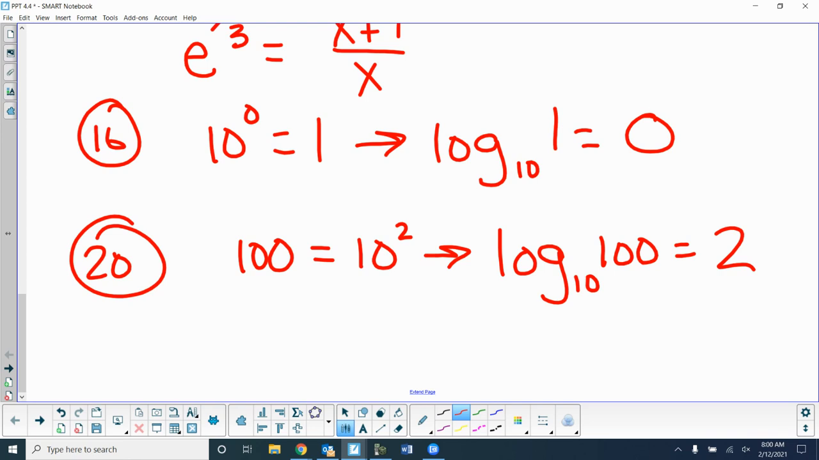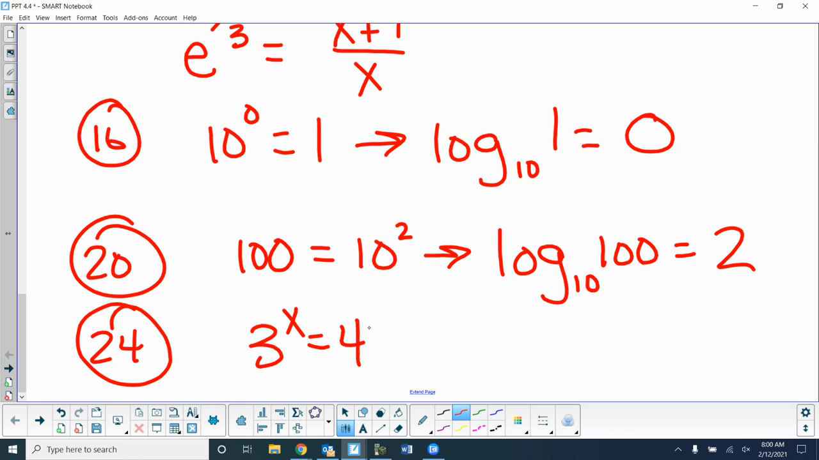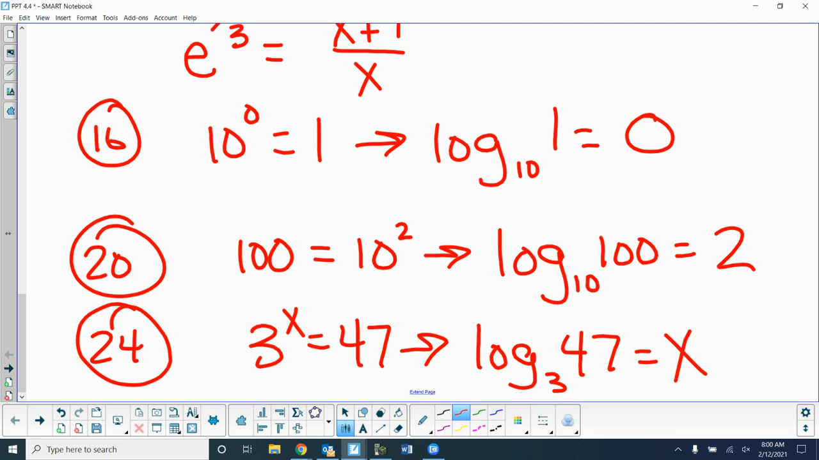24, 3 to the x is 47. So it's log base 3, whatever the base is, of the number 47 equals the exponent, which was x in this problem. Coming back, we did it yesterday, hopefully. We didn't practice last night, most of it. Okay? And then the rest of them, we're trying to do it without a calculator.